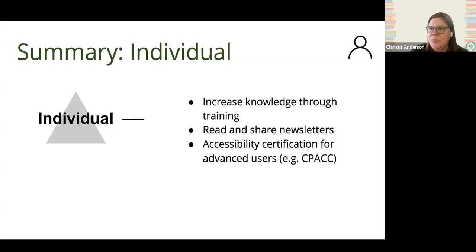I didn't really go into it here, but if you are someone who needs to be an advanced user, there are accessibility certifications. Think of things more like if you're a web developer, that might be something you want to consider.